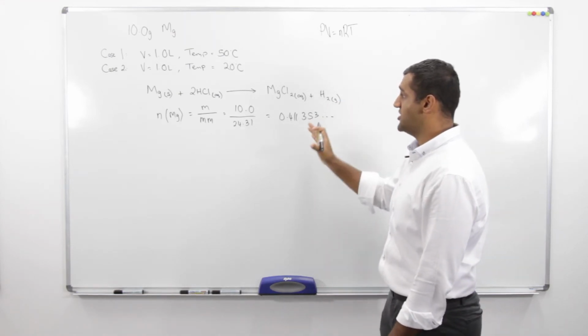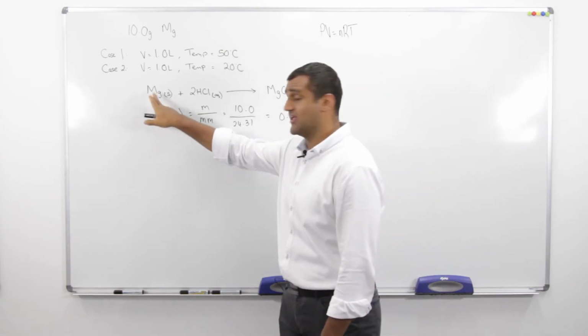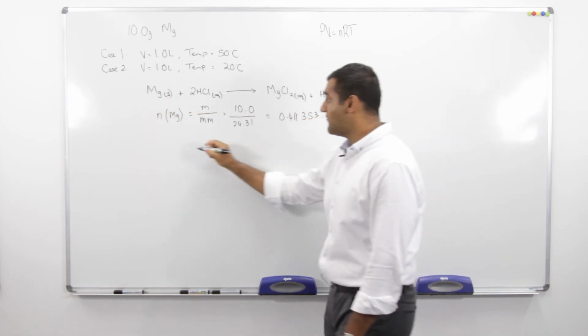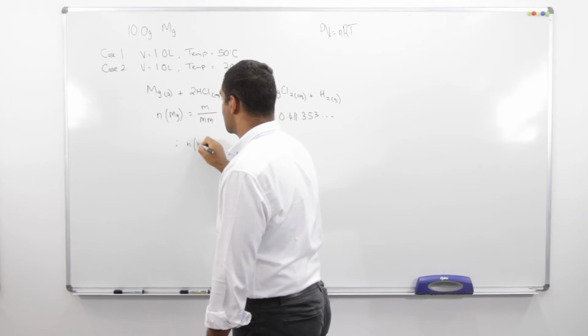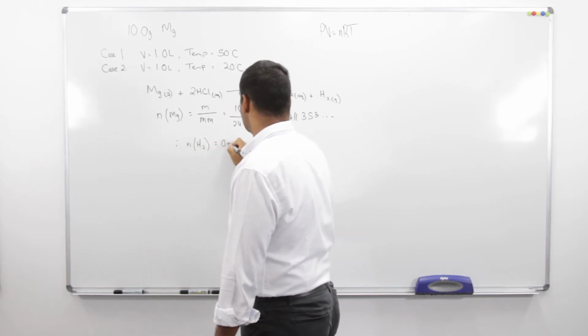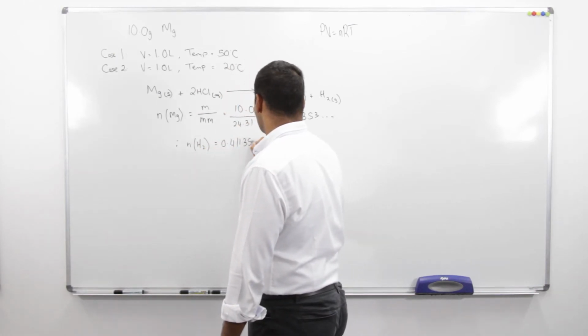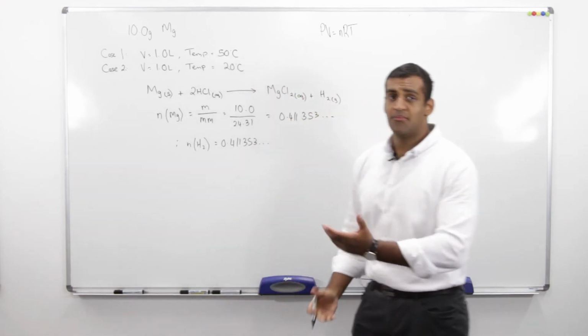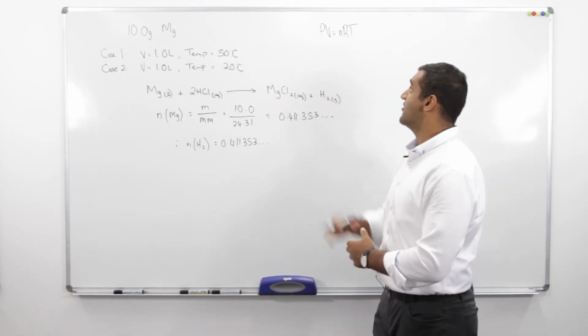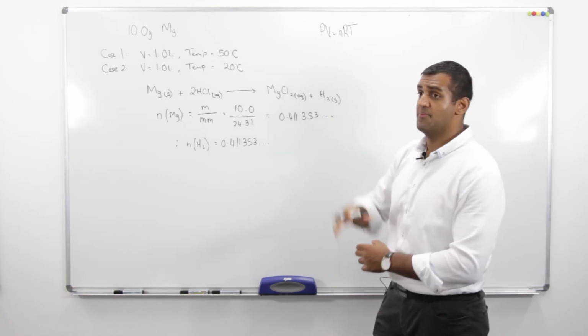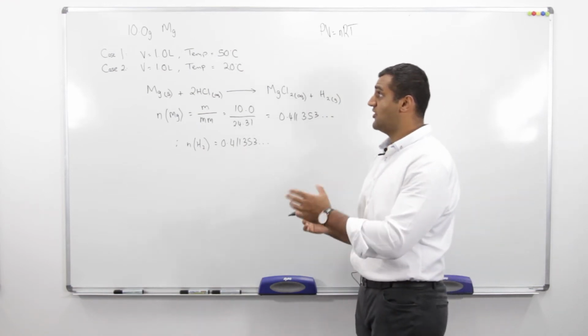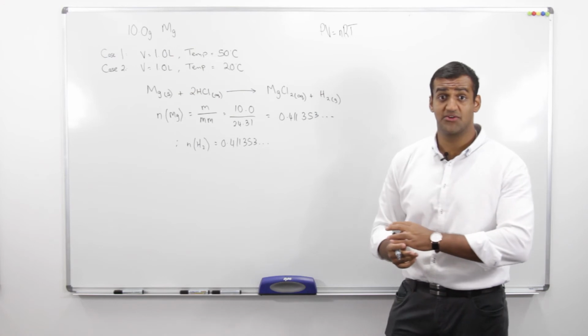So now we look at the ratio between magnesium and hydrogen gas. So if we look at the ratio, we know that the molar ratio here is 1 to 1. So therefore, we know that the number of moles of hydrogen gas is also equal to this, 0.411353. Now that we know the number of moles of hydrogen gas, it's all just a matter of plugging it into our formula to determine the pressure. So let's look at case 1 here. Volume is 1 liter and the temperature is 50 degrees Celsius.